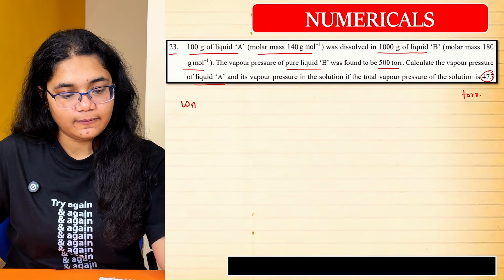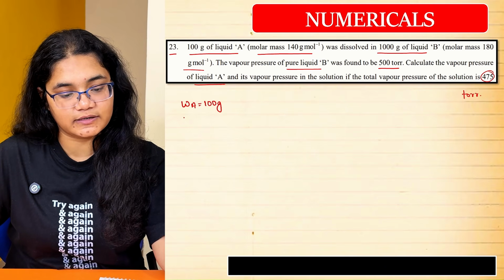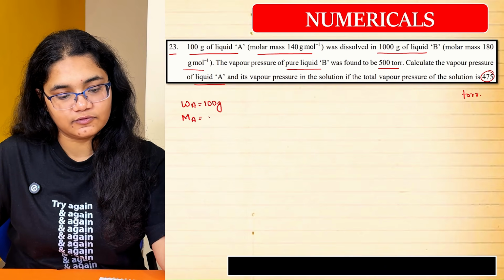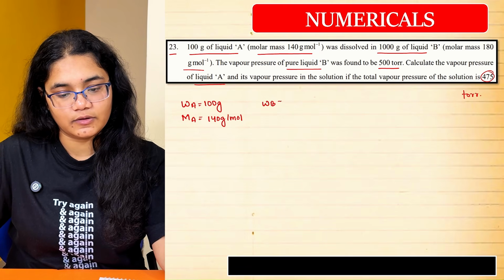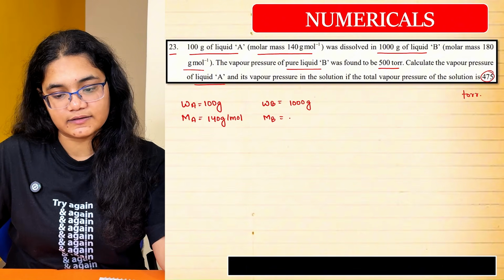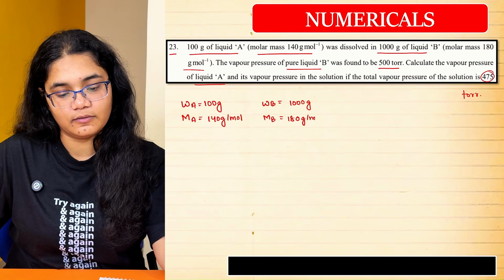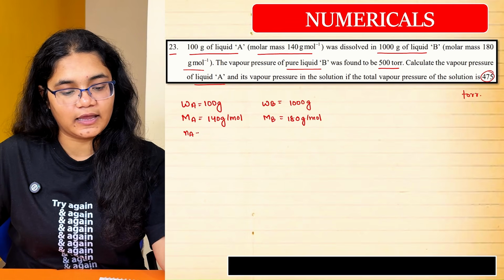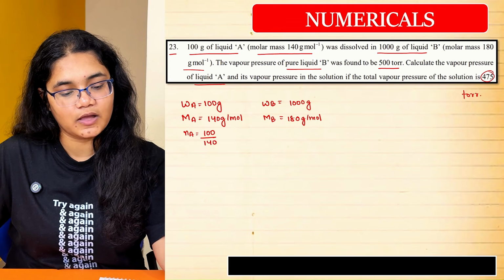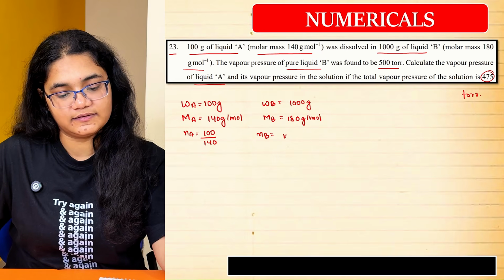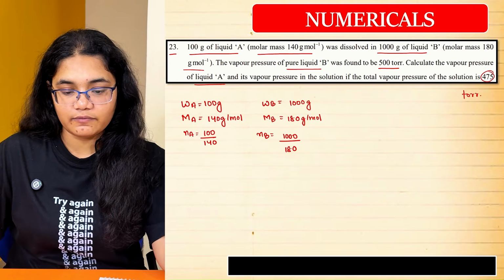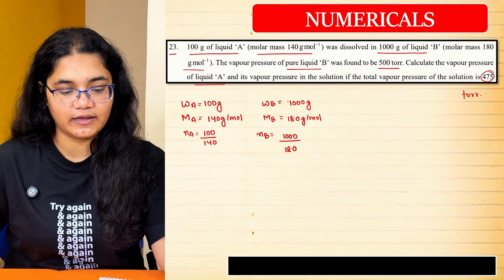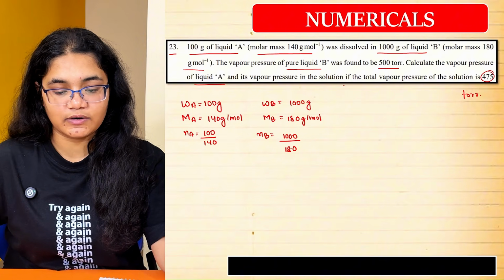What is the mass of A? That is 100 grams. What is the molar mass of A? That is 140 grams per mole. Now what is the mass of B? You see 1000 grams. And what is the molar mass of B? That is equal to 180 grams per mole. Now number of moles of A is 100 by 140 and number of moles of B is 1000 by 180.